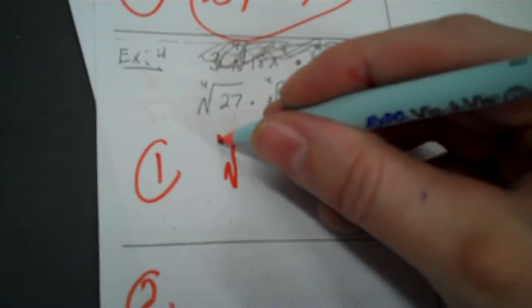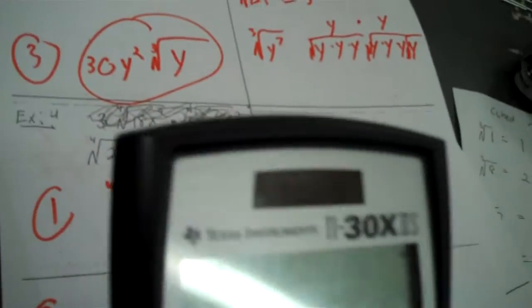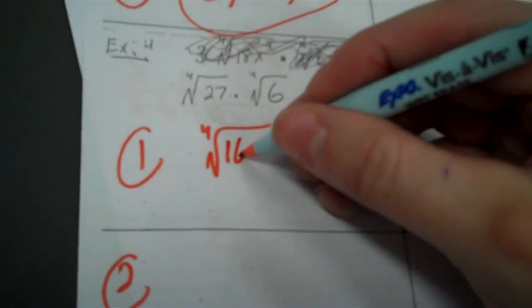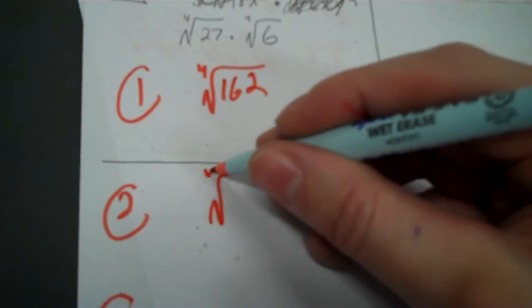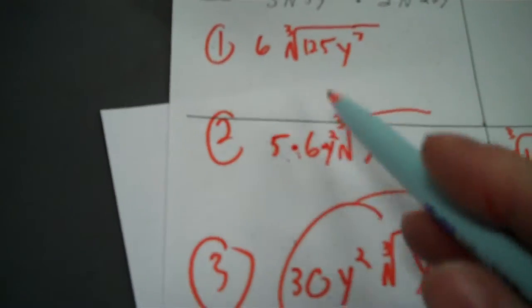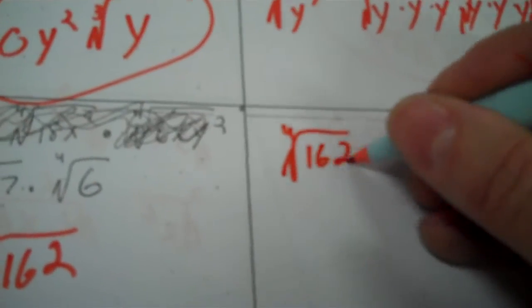Okay, make your fourth. You don't have any, you just take 27 times 6. You won't put a number in the front like you did on that one. Okay, I got 162. So drop your radical with a 4. You don't have a number to put here like you did with that 6. So I just got radical 4, 162.